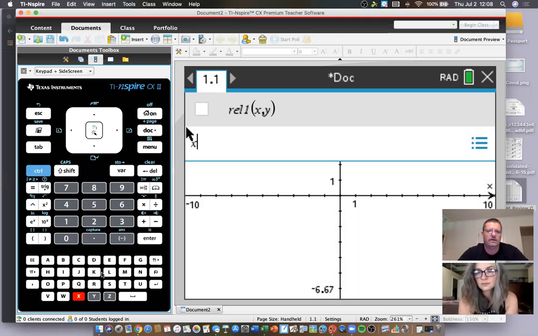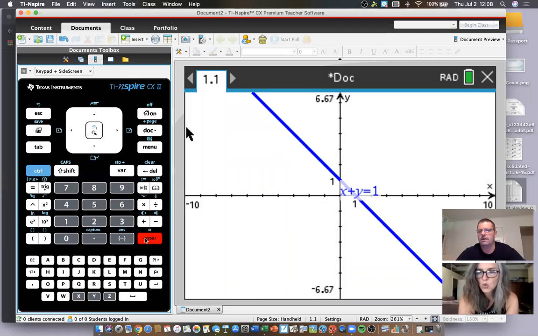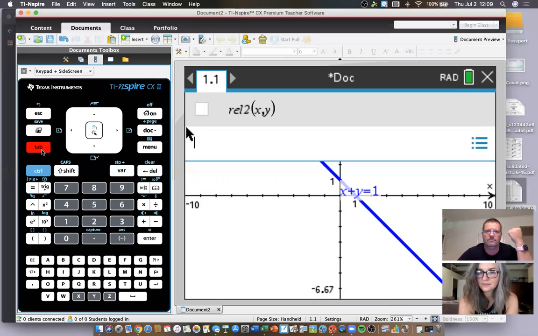So if I remember right, it was x plus y equals 1, and it will make a much better graph than I did. Pretty. That gets two twirly fingers. And then if I hit tab again, still in relation mode, I can do, help me out, it was 3x plus y equals 7. Thank you very much.